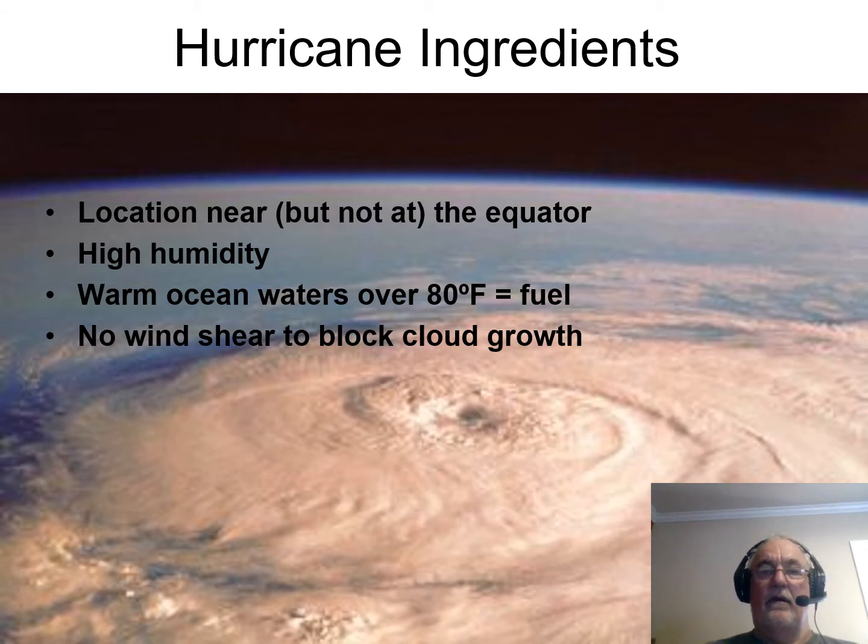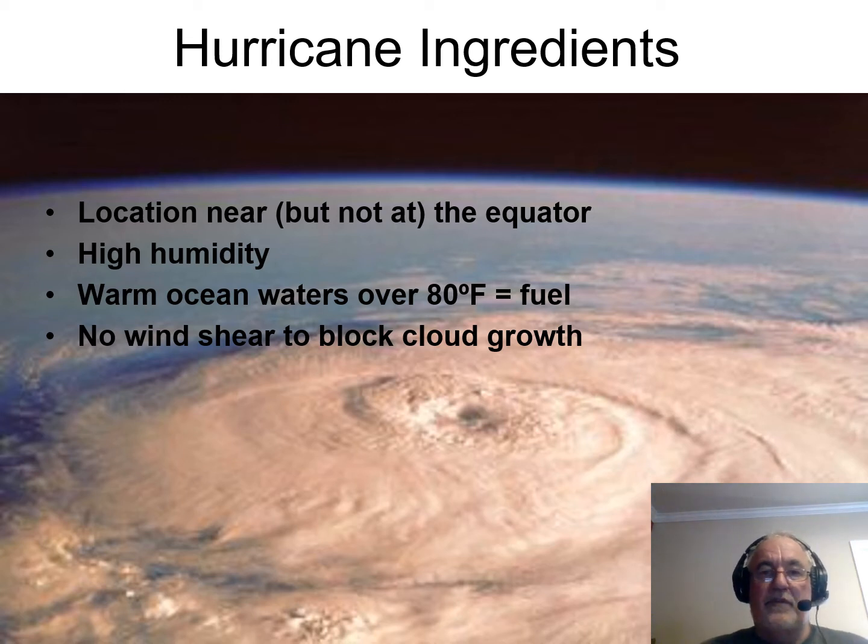So what do we need? Water temperatures over 80 degrees Fahrenheit. That's the fuel for the hurricane. Basically, water vapor evaporating into the air, releasing latent heat. That's going to make that air warmer than the air around it.